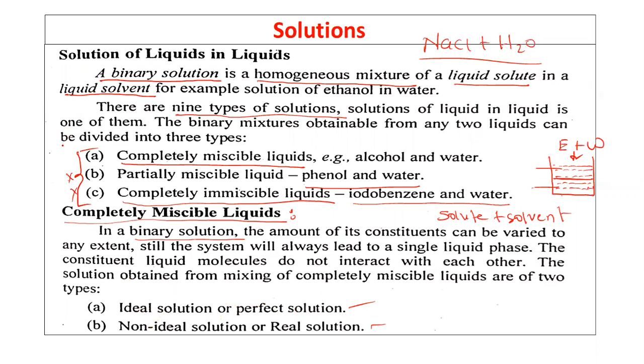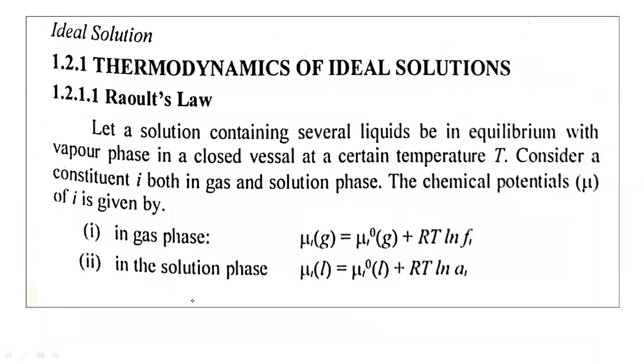So in this lecture we are discussing solutions, particularly solutions of liquids in liquid. There are three types of solutions of liquids in liquids: completely miscible liquids, partially miscible liquids, and completely immiscible liquids. Of these three types, we want to discuss only completely miscible liquids. There are two types of completely miscible liquids: ideal solution and non-ideal solution. Let us discuss the ideal solution.